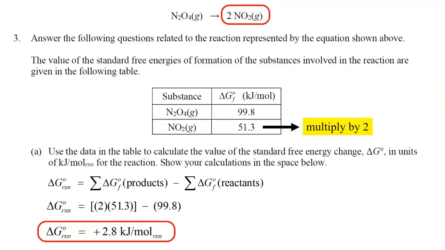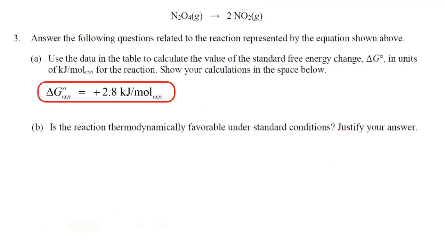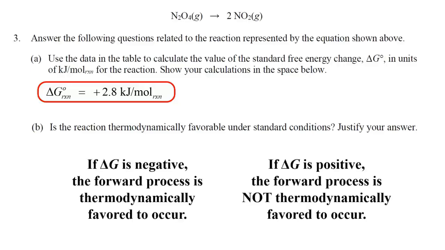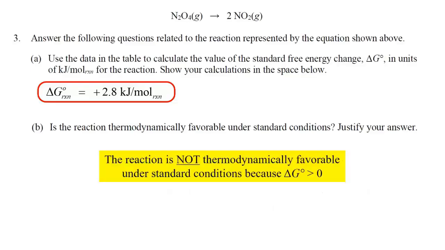Now let's take a look at part B of this question. It says, is the reaction thermodynamically favorable under standard conditions? Justify your answer. Remember that if the sign of delta G is negative, the forward process is thermodynamically favored to occur, but if the sign of delta G is positive, the forward process is not thermodynamically favored to occur. So the answer to part B is that the reaction is not thermodynamically favorable under standard conditions because the sign of delta G is positive, or delta G is greater than 0.